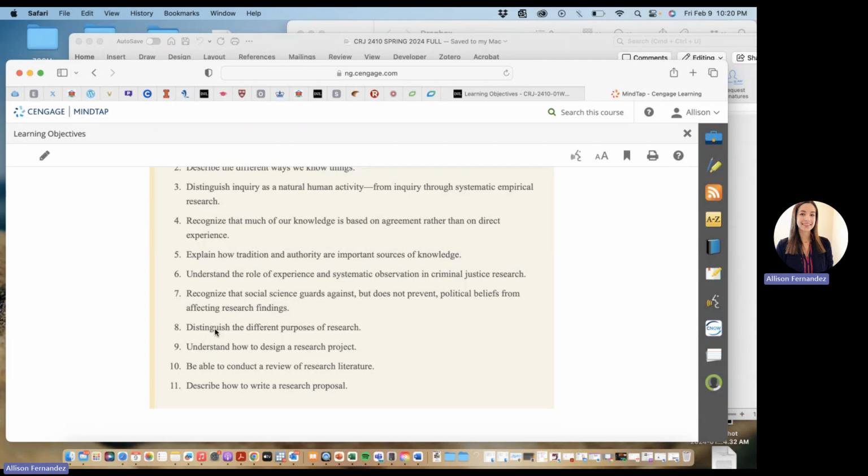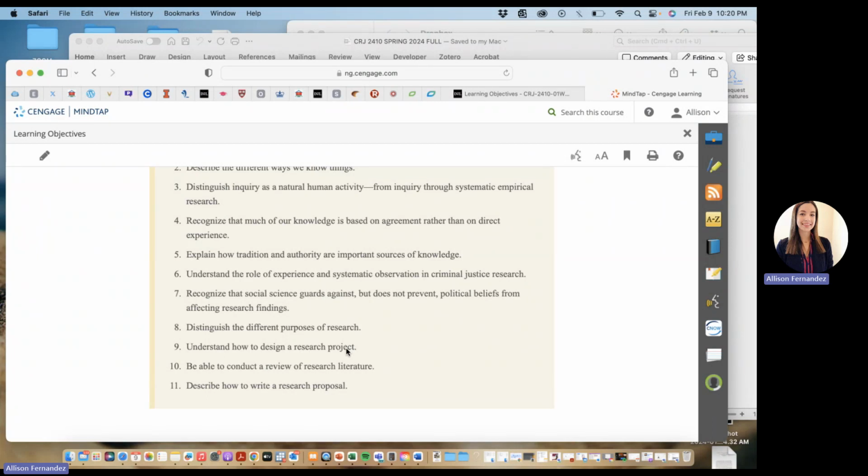Chapter 1 also talks about how to design a research project. Now, there's really not a specific way to design a research project. So your textbook presents this idea of starting with an interest, an idea, and then perhaps applying a theory to that, finding your population or your data that you're going to use, then developing your research method.